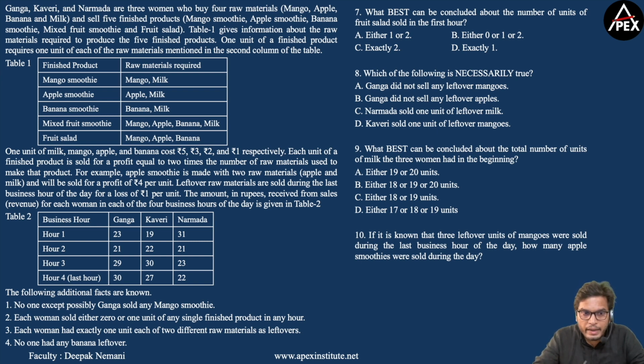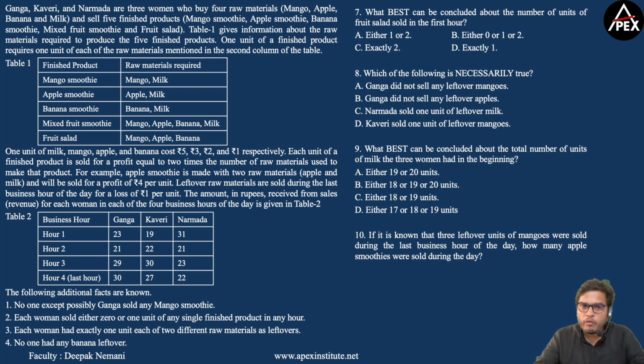Now each woman had exactly 1 unit each of 2 different raw materials as leftovers. So Ganga, Kaveri and Narmada are left with 2 different leftovers and that too 1 unit of each leftover. So you can have any one of these having 1 unit of milk and 1 unit of mango as leftovers. You cannot have 2 units of milk or 2 units of mangoes as leftovers. Now no one had any banana leftover, and we are asked 4 questions based on the information that is given to us. And these 4 questions are independent questions.